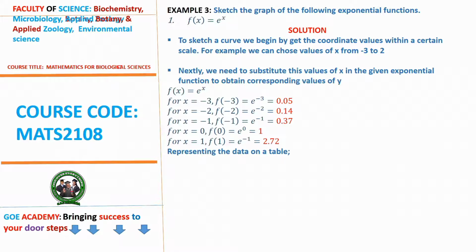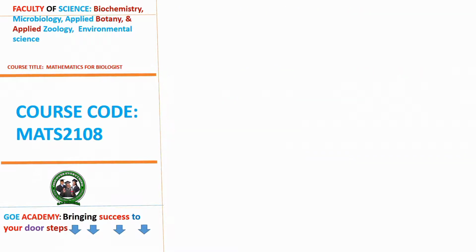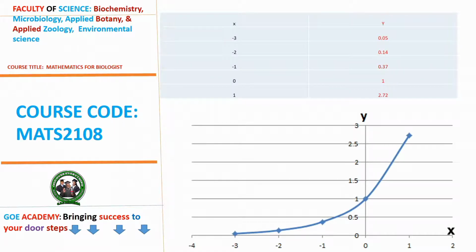Actually, the value of e is not 2.72. That's the value of e raised to the power minus 1. Okay. So if we represent that in a table like this, we end up with this. And if you represent it on a curve, you have a curve like this. And this is a graph of e raised to the power x, right? So automatically a graph of e raised to the power minus x should be a reflection of this curve. It's the same as a graph of 2 raised to the power x being a reflection of a graph of 2 raised to the power minus x.